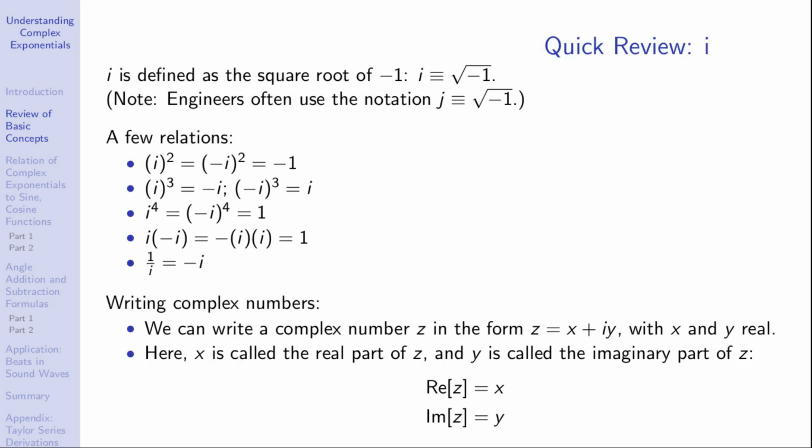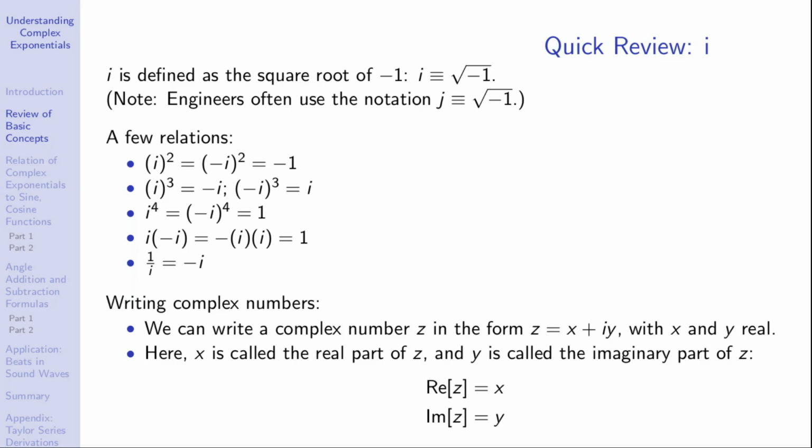Okay, next, let's talk about i. So i is defined as the square root of -1. However, we should note that engineers often use the notation j to mean the same thing. j equals the square root of -1.